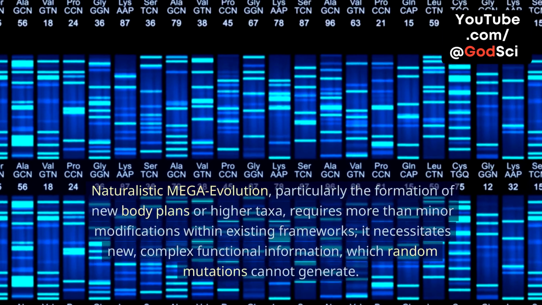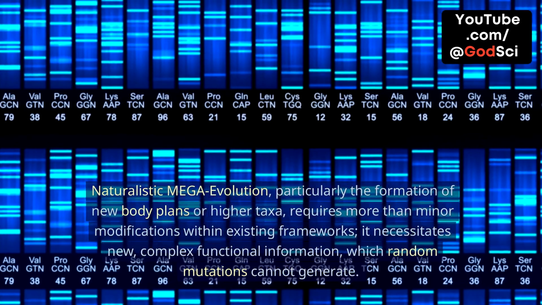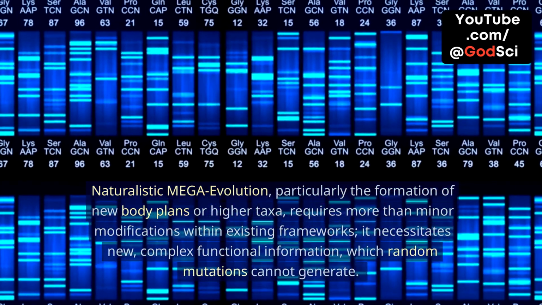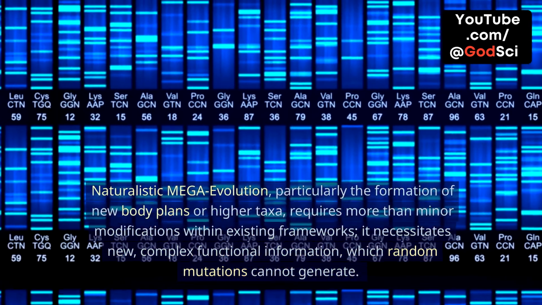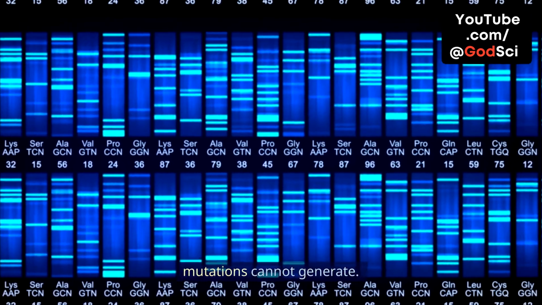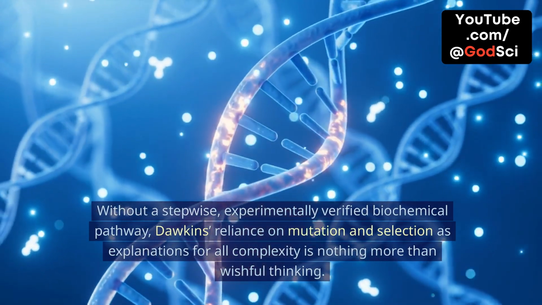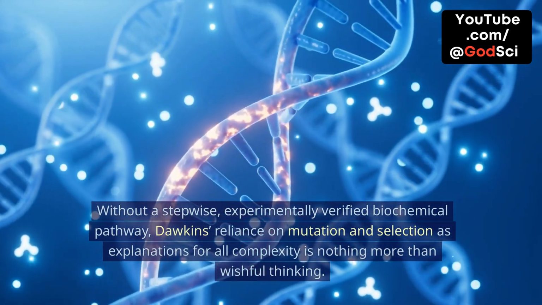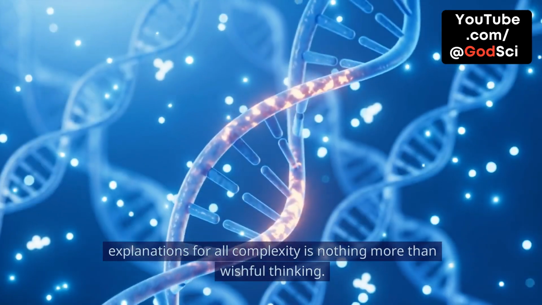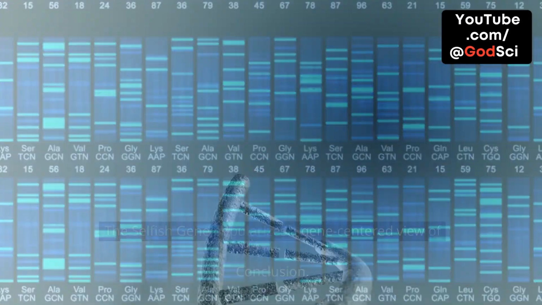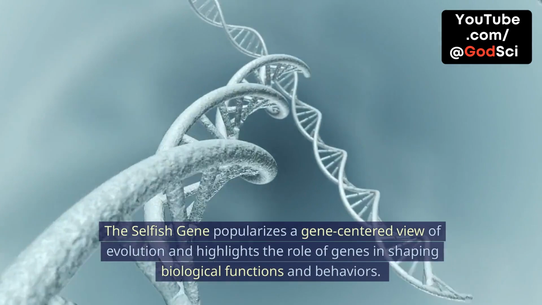Naturalistic mega-evolution, particularly the formation of new body plans or higher taxa, requires more than minor modifications within existing frameworks. It necessitates new complex functional information, which random mutations cannot generate. Without a stepwise, experimentally verified biochemical pathway, Dawkins' reliance on mutation and selection as explanations for all complexity is nothing more than wishful thinking.